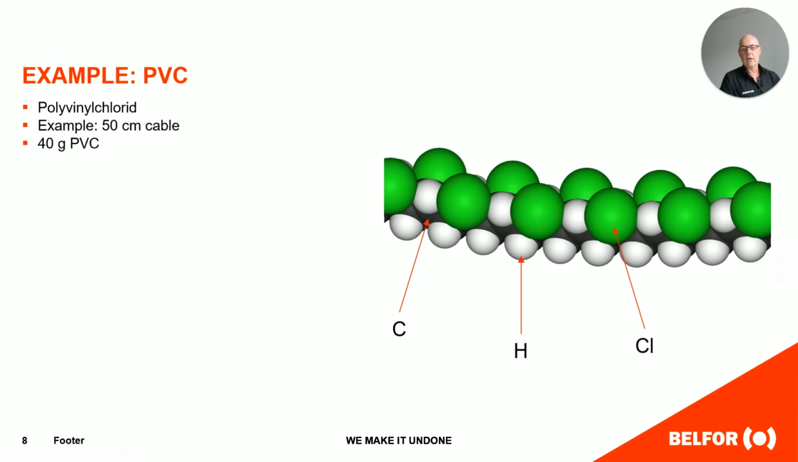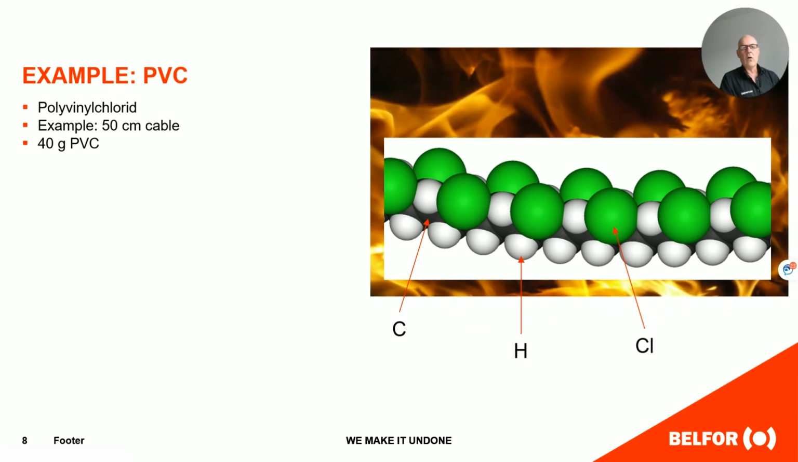So when you have a 50 centimeter cable, you will also have 40 grams of PVC. And now let's burn this 40 grams of PVC. As a result, you will get more than 14 liters of a gas, hydrochloric gas. And this gas will sooner or later go through a condensation process. Due to the condensation process, you get 73 grams of hydrochloric acid.